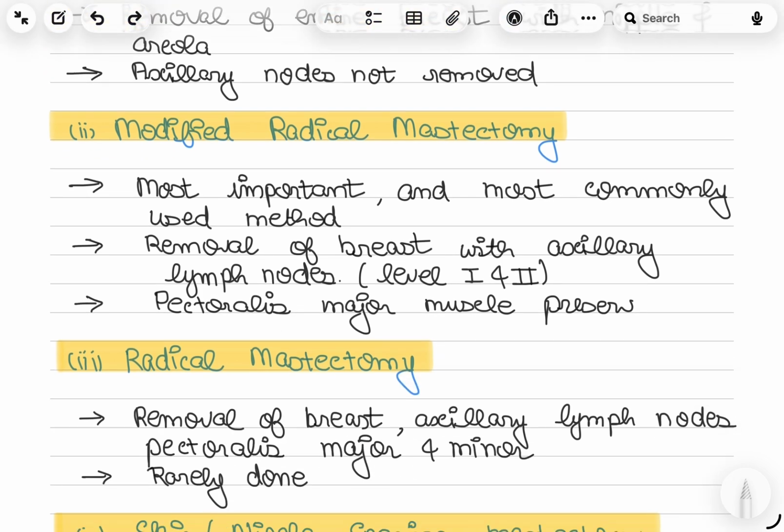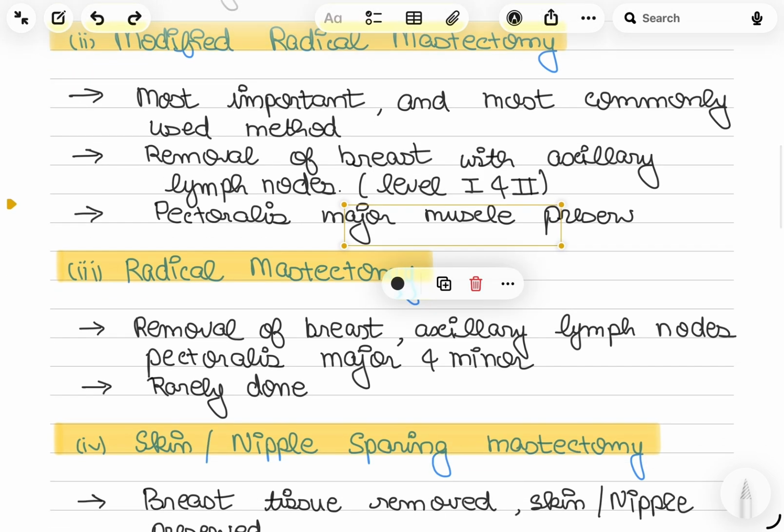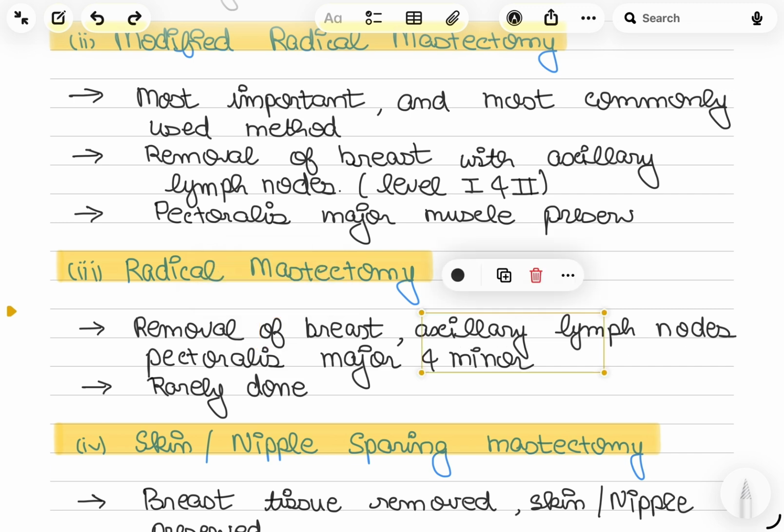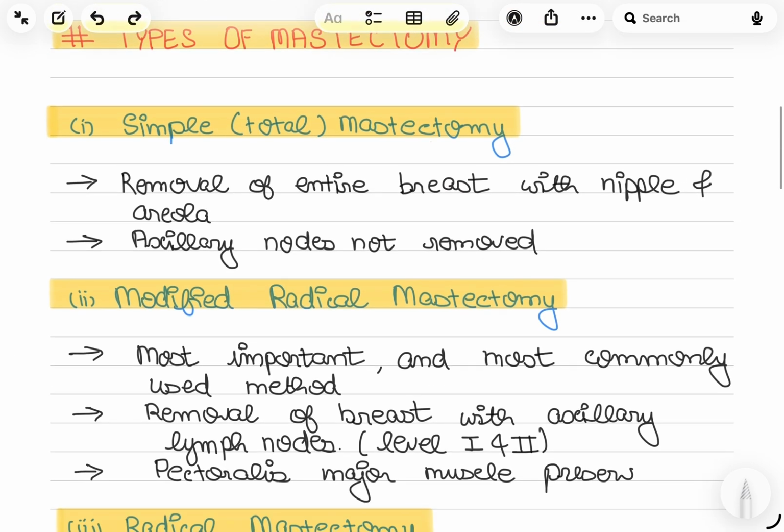Second is the modified radical mastectomy, mostly practiced. In this, there's a removal of breast with axillary lymph nodes. Pectoralis major and minor muscles are preserved here, right? And third, that's a radical mastectomy, a removal of breast, axillary lymph nodes, and pectoralis major and minor. So you can just see the sequence. It's very easy to remember.